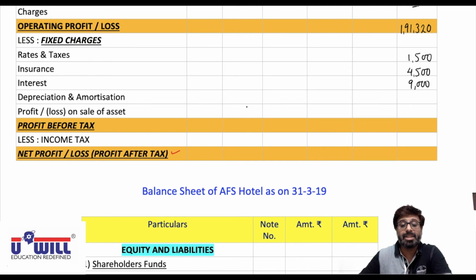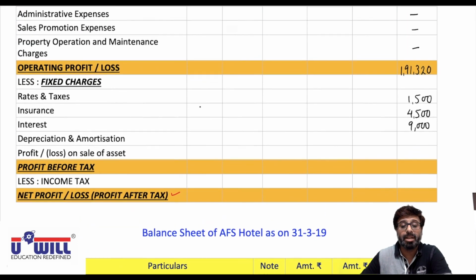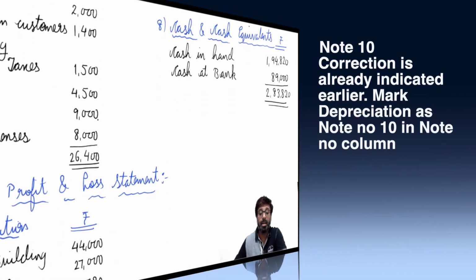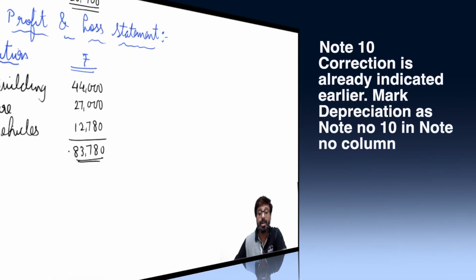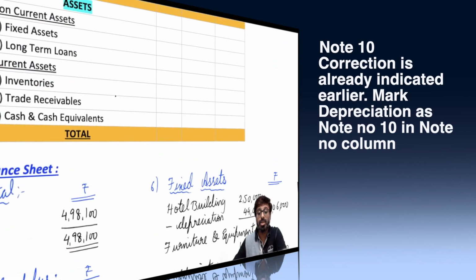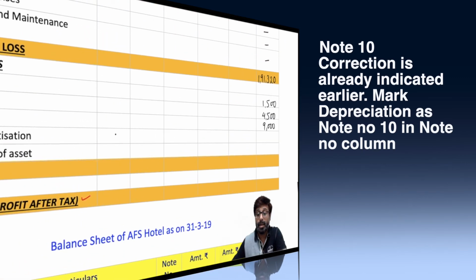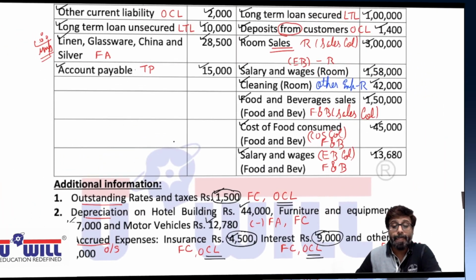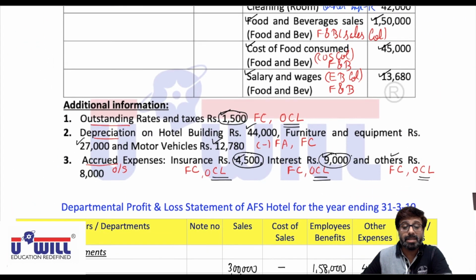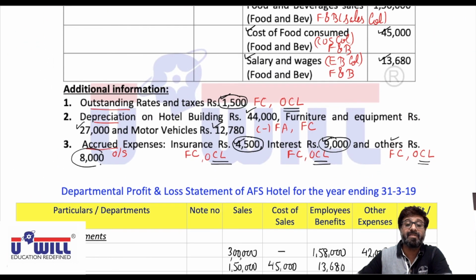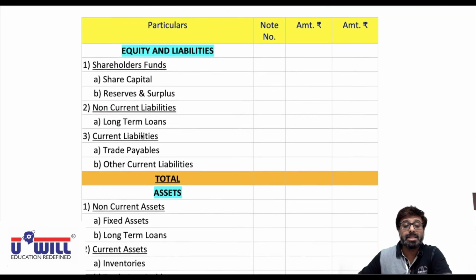And depreciation and amortization we have made the note, note number 9 for 83,780. So we'll write this note number 9, 83,780. And profit or loss on sale of assets we don't have, but this other accrued expenses of 8,000 we can write it in fixed costs as we have marked them as fixed costs only. So that will come in this P&L statement only.